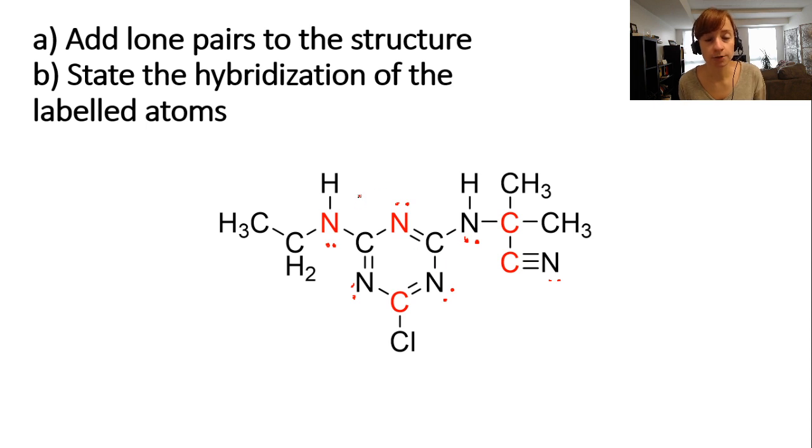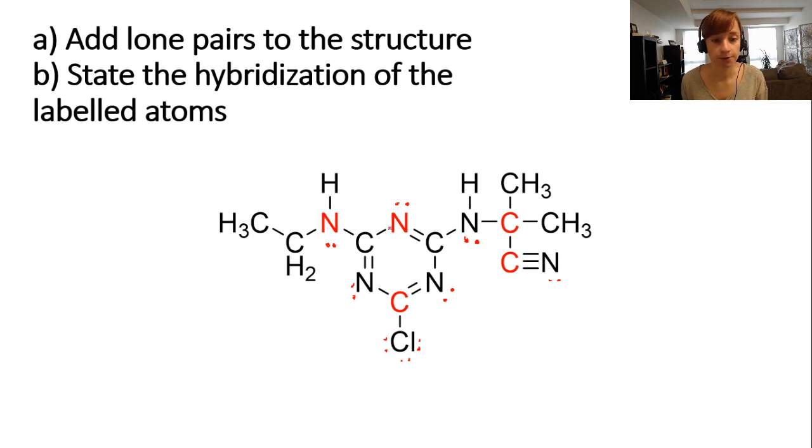Okay, so then the only other atom we need to think about is chlorine. Now chlorine has 7 valence electrons, so we need to account for a few extra lone pairs. So chlorine actually has 1, 2, 3 sets of lone pairs, so 6 electrons in total.